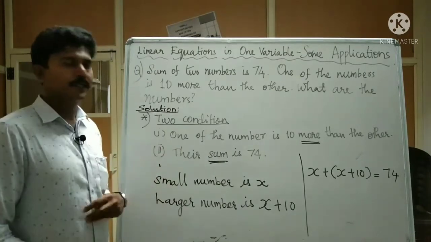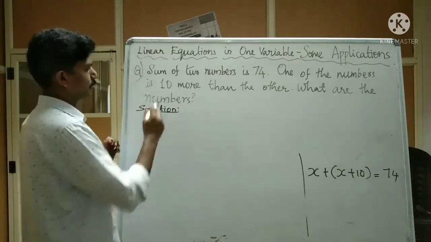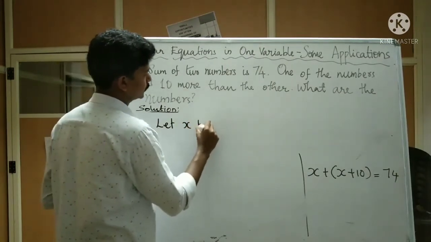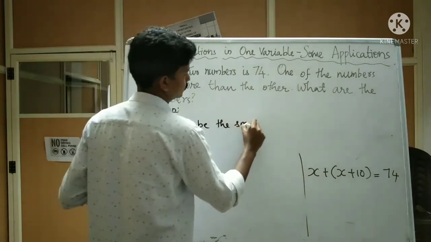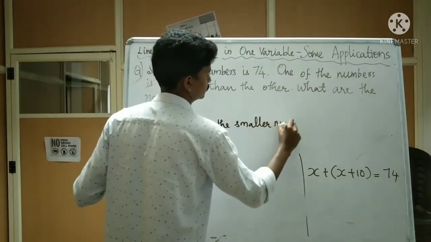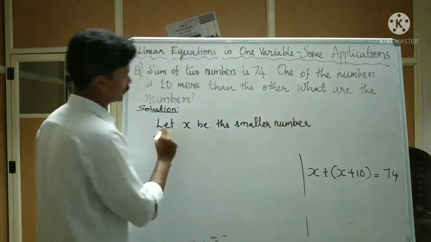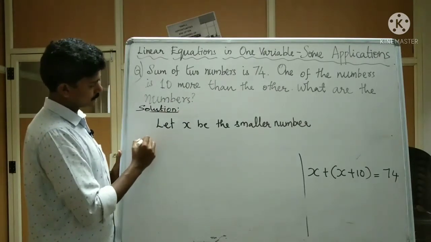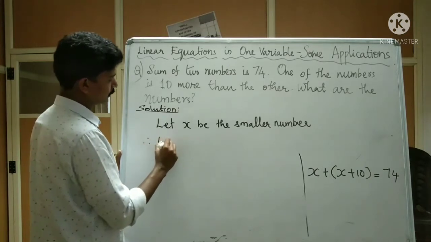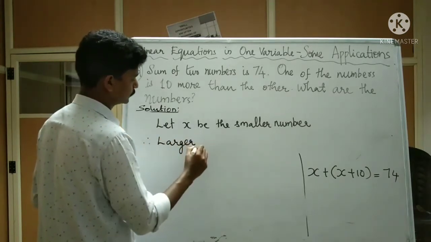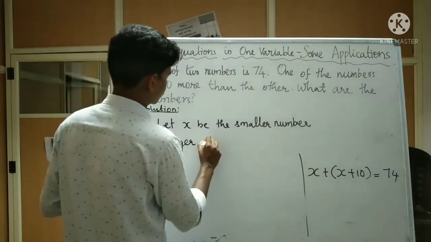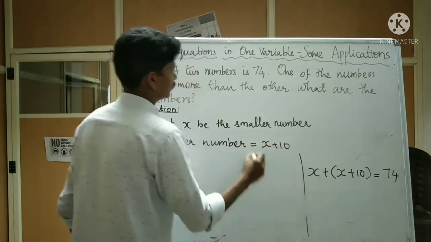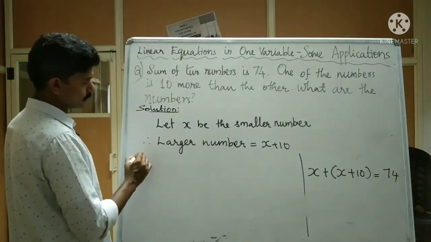So what we can write here, these are the things we have to write. Let x be the smaller number. So we are assuming the smaller number as x. We have taken an assumption there. Therefore the larger number is equal to x plus 10.